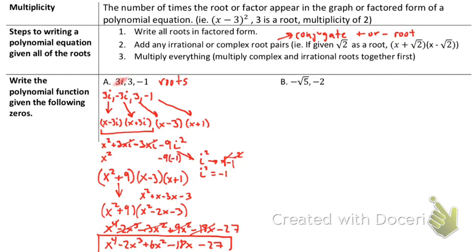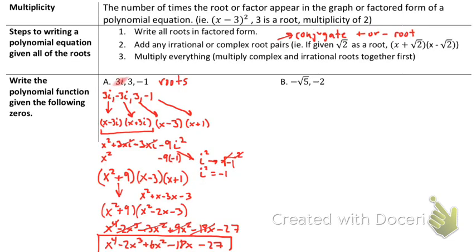Okay. Let's try one more example. So, example B. We have two roots, but remember, when you have an irrational, because square root of 5, we don't know what that answer is, so we have to put down its conjugate. So we have the negative guy, we got to put down his partner, the positive guy. So we have negative square root of 5. We need positive square root of 5 and negative 2.